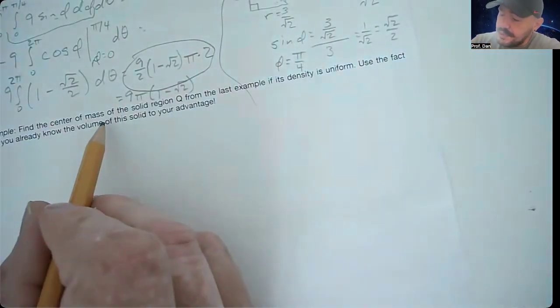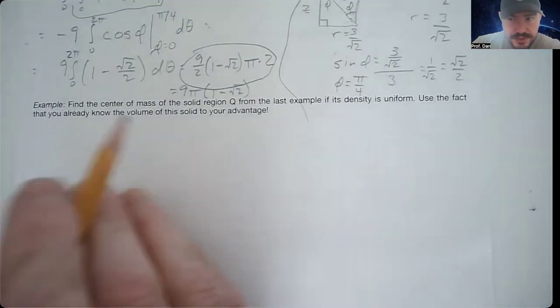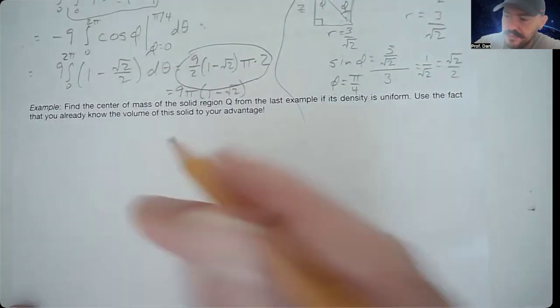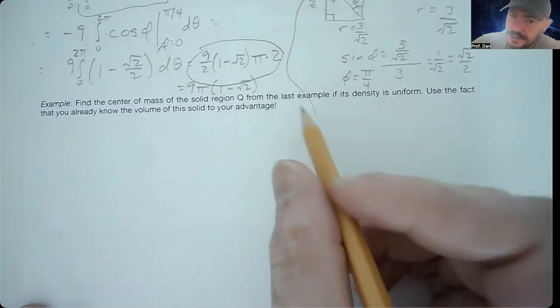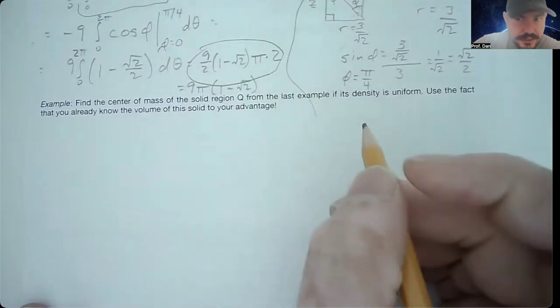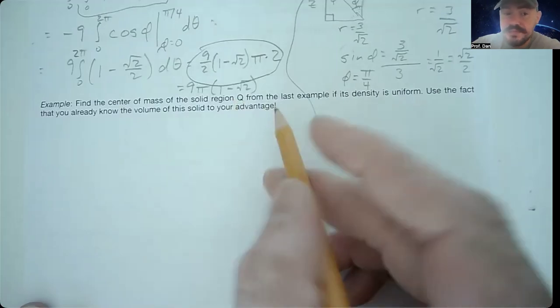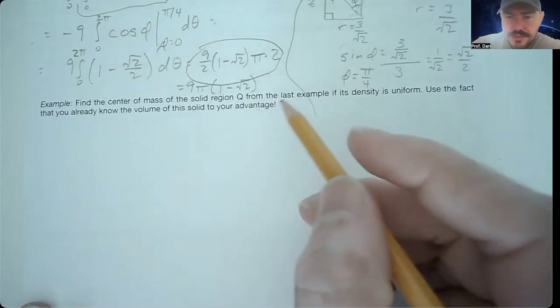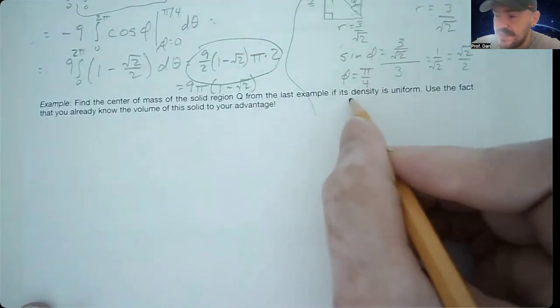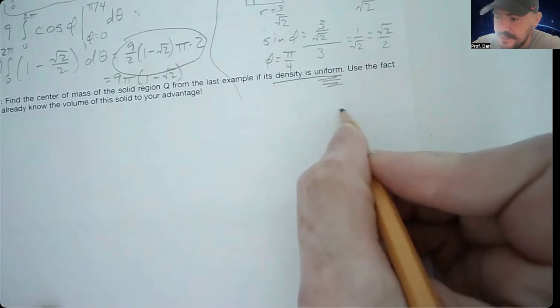The next thing we want to do is find the center of mass, which remember involves the first moment of the density function. So before I get into super heavy calculations, getting three different moments, read the question. We want to find the center of mass of the solid region Q from the last example if its density is uniform. I want you to look at this shape again.